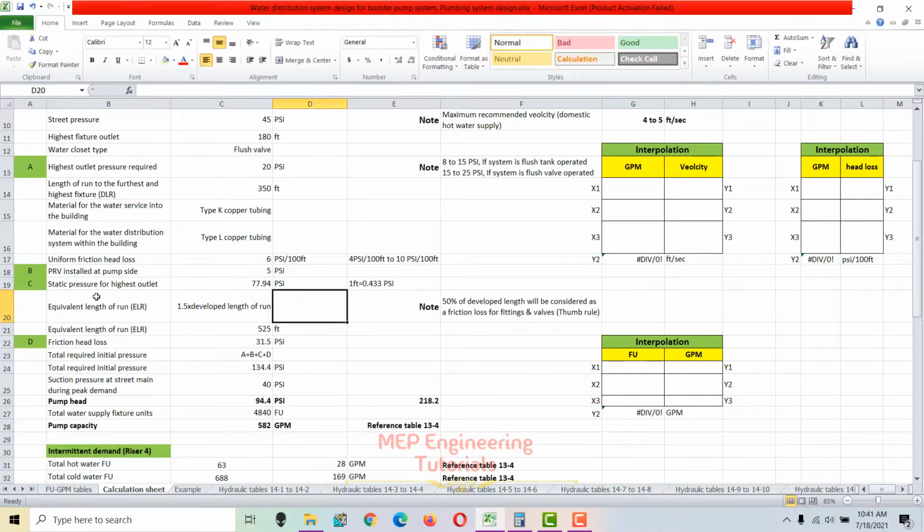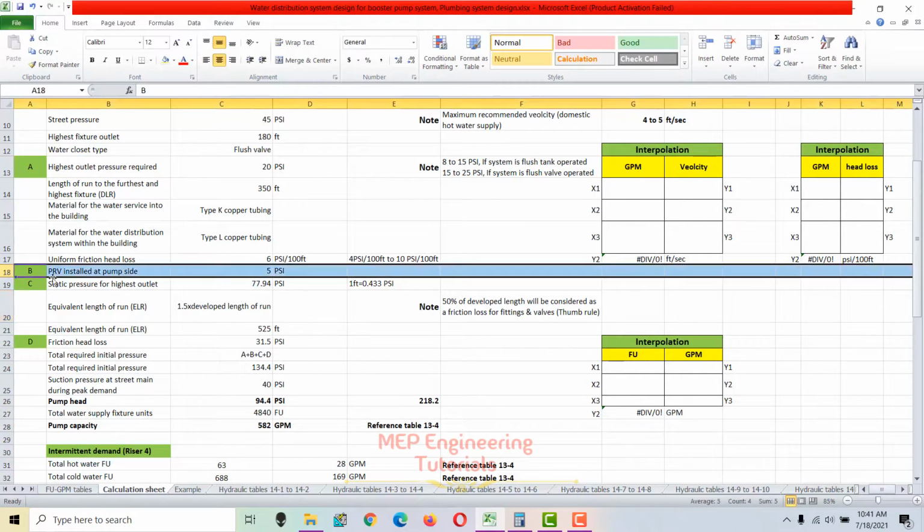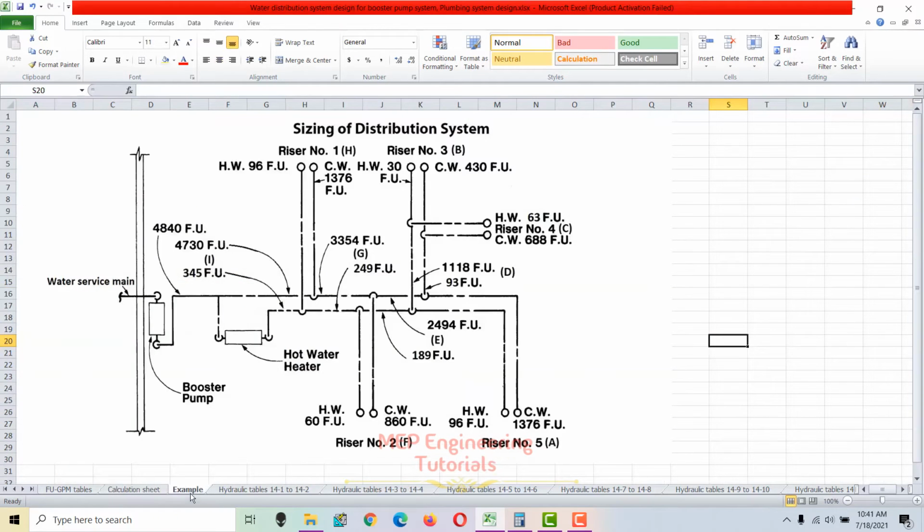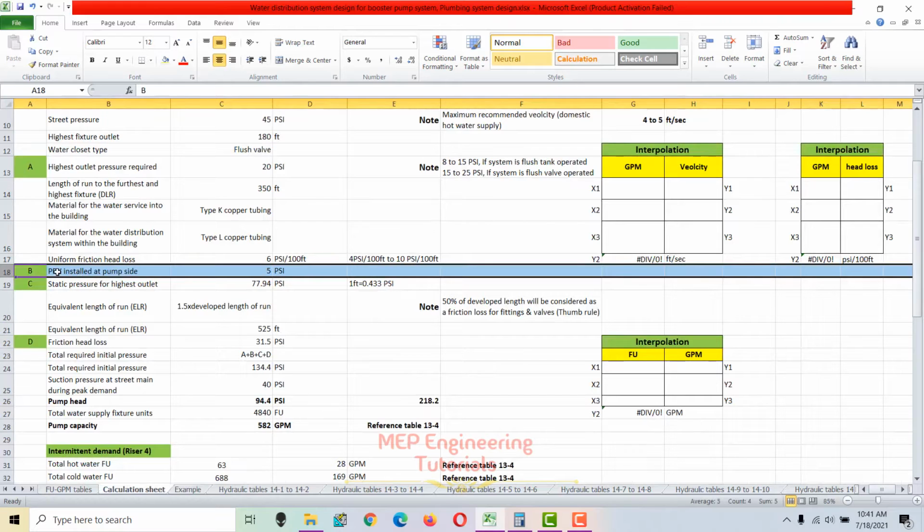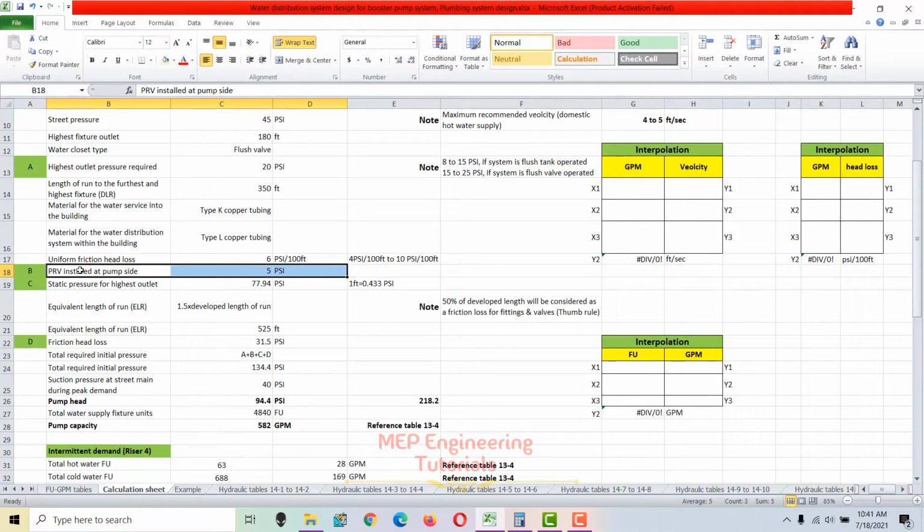Now the next thing which we have to use over here is the PRV installed at the pump side. So there we have a PRV installed at the pump side. Obviously there will be a lot of fittings over here also, like maybe some drain cock or something, and there will be a water meter here. So you need to add these values in here also. I added only the PRV over here, and this PRV pressure loss or head loss I got from the manufacturer or supplier of this PRV. So I need to add this value here, 5 psi. If we have a water meter over here, we need to add the water meter head loss here also.